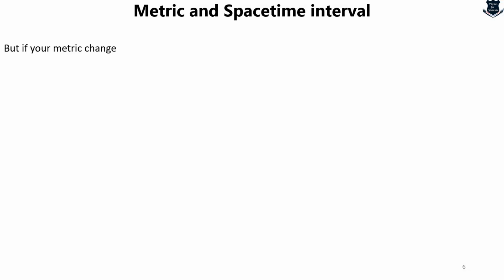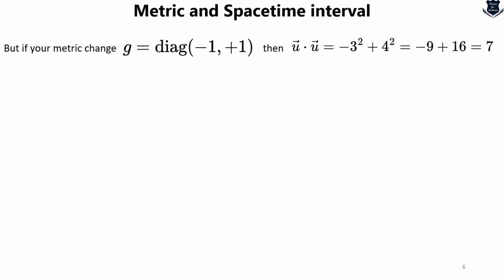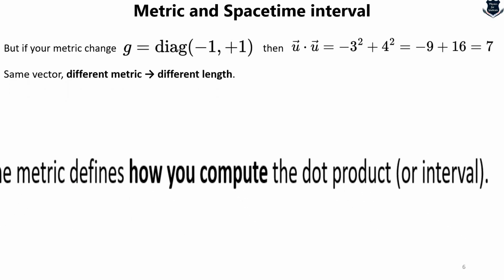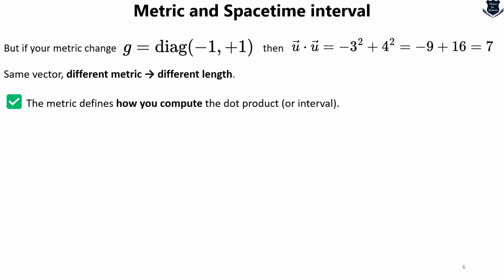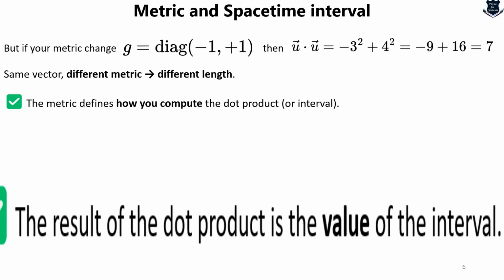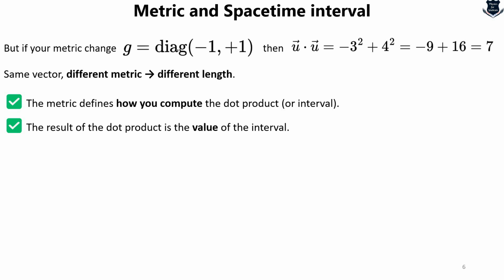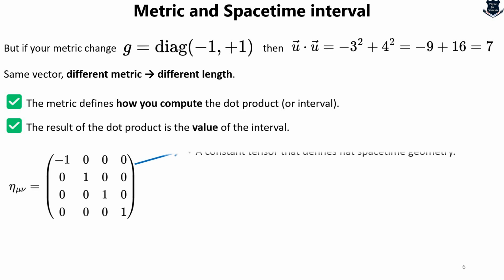Now the thing is that if you change the metric, for example, if I change it to this, where g equals diag(-1, +1, +1, +1), then it gives something like this. So what we have seen here is that it is the same vector, but using a different metric gives a different length. From here what we can get is that the metric defines how to compute the dot product, and the result of the dot product is the value of the interval.